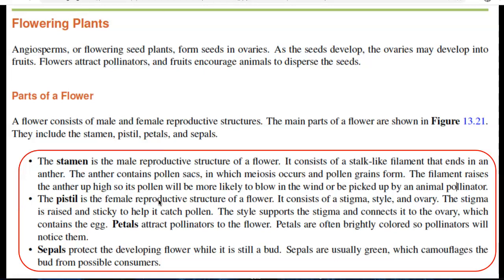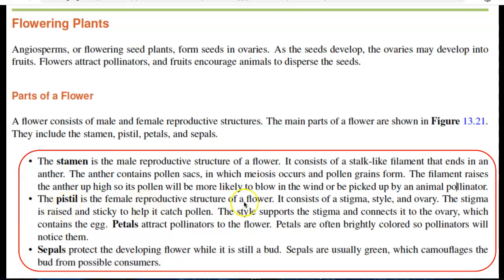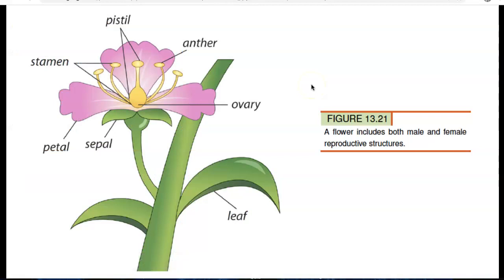Flowering plants, which we mentioned were the most successful type of plant, make sure you know the parts of the flower. The stamen, which is the male reproductive part. The pistil is the female part, and there's a stigma and petals, and then the sepals are those leaves around it. Make sure you know the parts. We have a diagram right here showing you that.